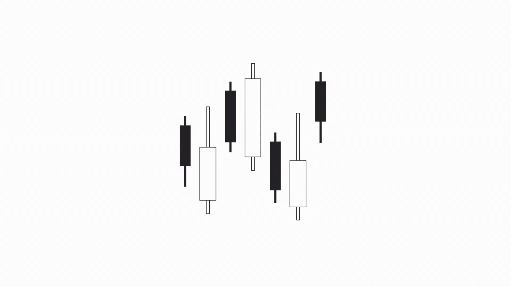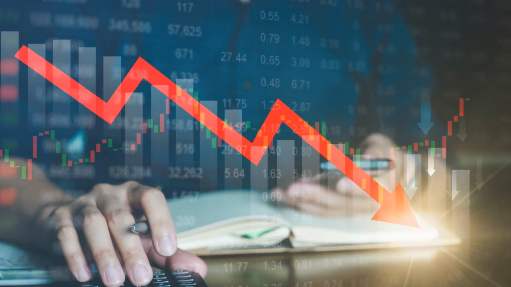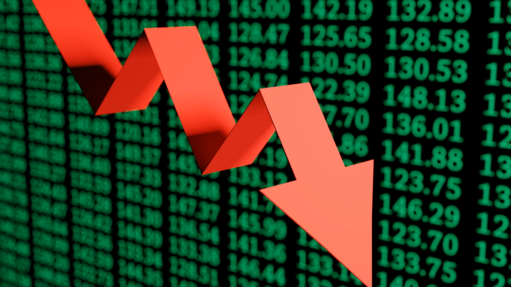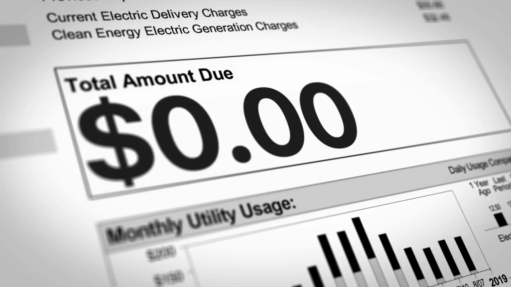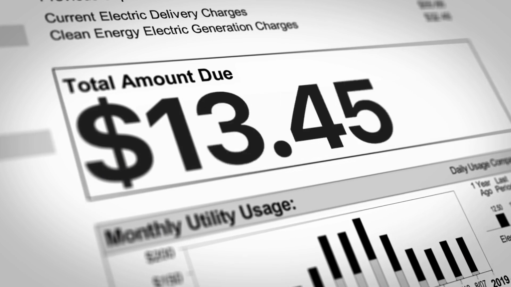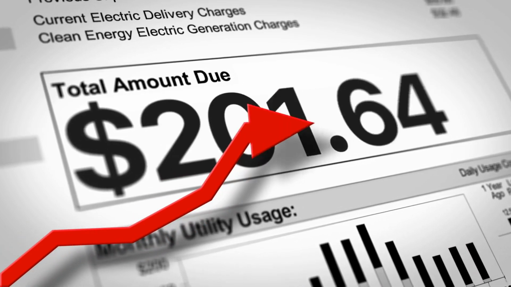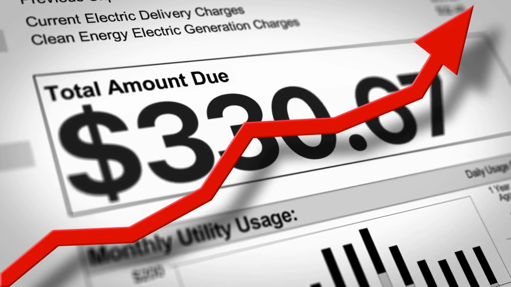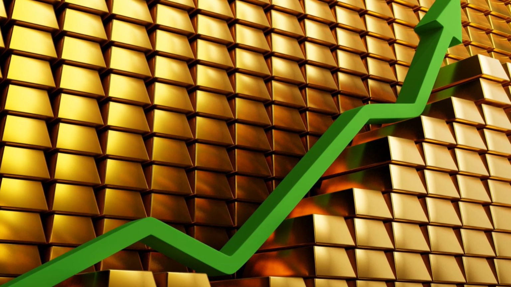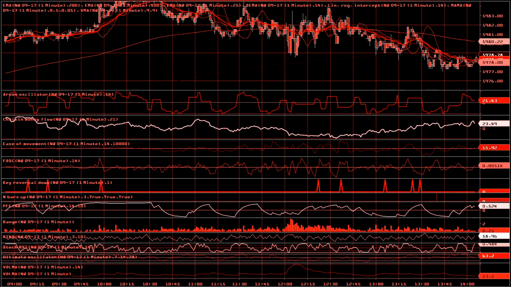A long upper wick on a candlestick indicates that buyers pushed prices up during the time frame, but sellers managed to pull them back down. This could suggest a potential future price drop. Conversely, a long lower wick shows that sellers drove prices down, but buyers pushed them back up, hinting at a possible future price increase. However, be careful not to base your trading decisions on a single candlestick.